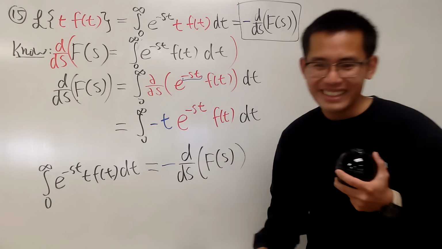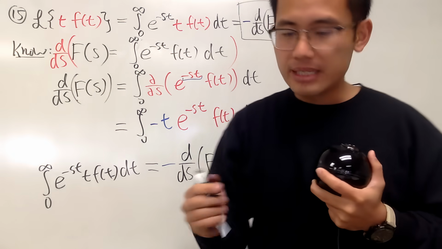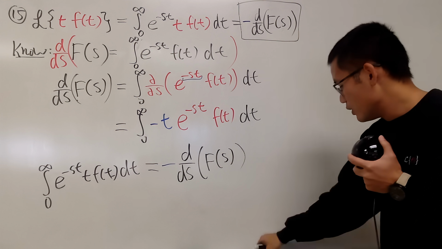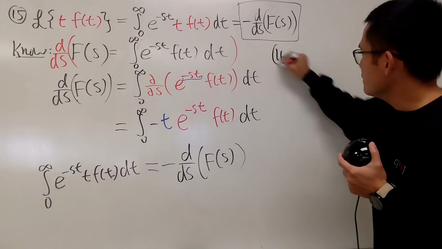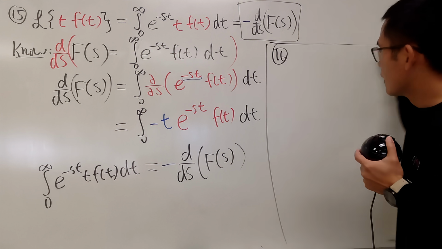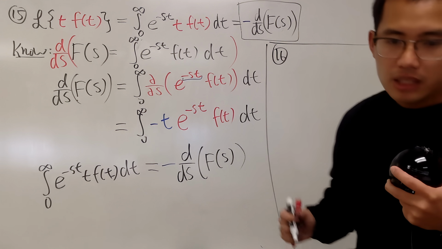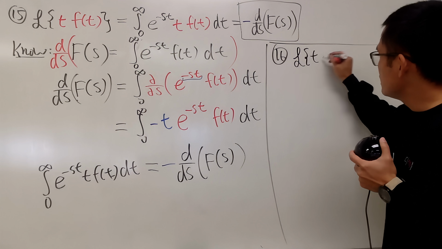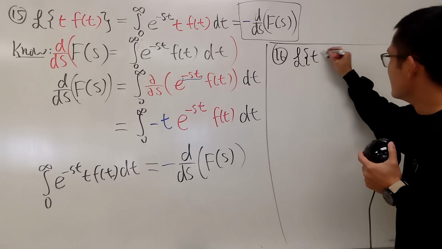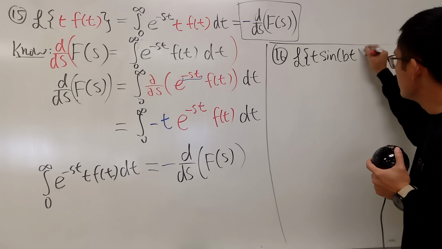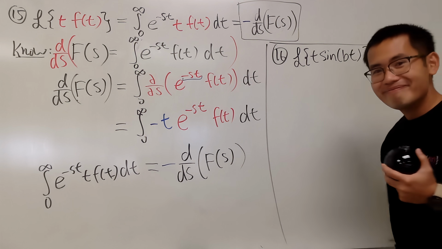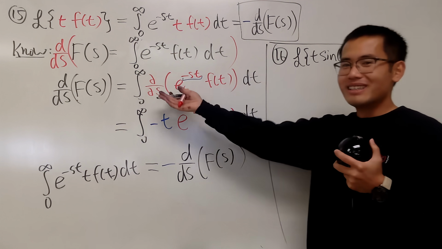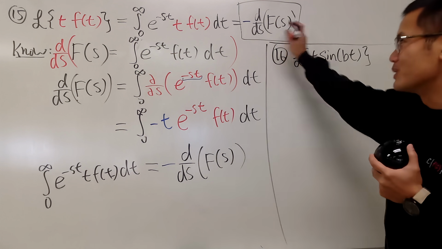Very nice. Now I will demonstrate an example for you guys. That's number 16. I'll just put it down right here. Number 16 is the following: Laplace transform of t times sine of bt. If you're hardcore enough, you can just run through the Laplace definition again, but we'll just use the result.